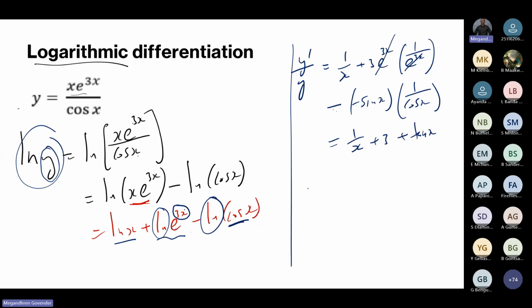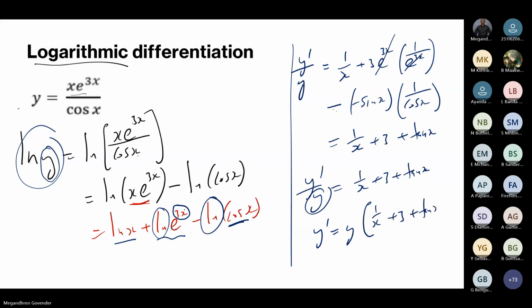But just be careful here. Watch this, guys. Here we got y prime over y equals 1 over x plus 3 plus tan x. So we take the y and we multiply across. And you put a bracket there. There's your answer. So y prime is equal to y times that. But then you ask yourself, but what is y?